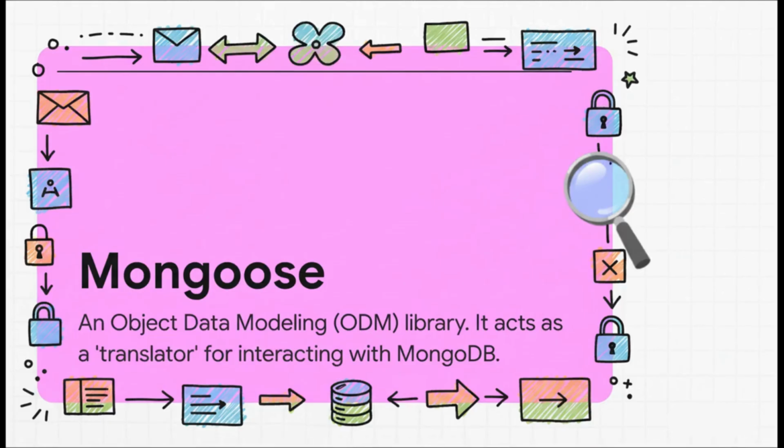Now, to make our lives even easier when talking to MongoDB from our Node.js app, we use a library called Mongoose. Honestly, the best way to think of Mongoose is as a helpful translator. It lets us create a schema, sort of a blueprint for what our data should look like, and then it handles all the complicated database commands for us. We just get to work with simple JavaScript objects, and Mongoose does all the heavy lifting.